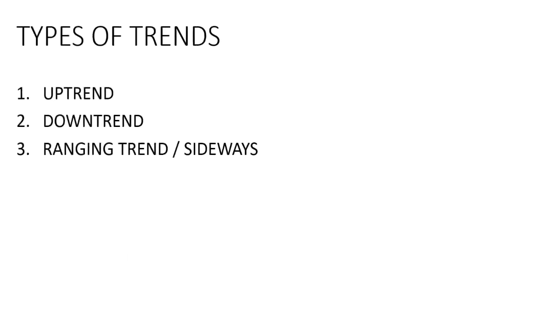Types of trend. We've got an uptrend, a downtrend, and a ranging trend, which is the sideways trend. Now let's look at what we mean when we're saying all of that.